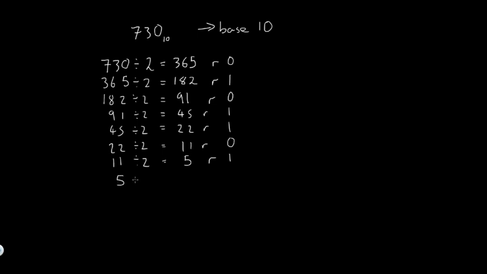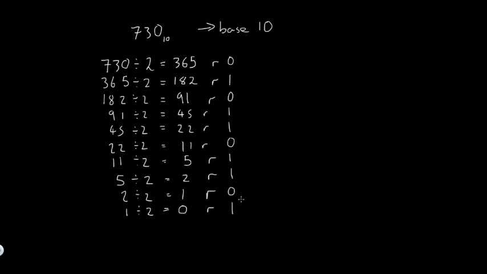5 divided by 2 is 2, remainder 1, and 2 divided by 2 is 1, remainder 0. And 1 divided by 2, well, 2 doesn't go into 1, because 2 is greater than 1, it can't possibly go into 1, so it's 0 with 1 left over. When we get to a stage where we have a number less than 2, we can't go any further.